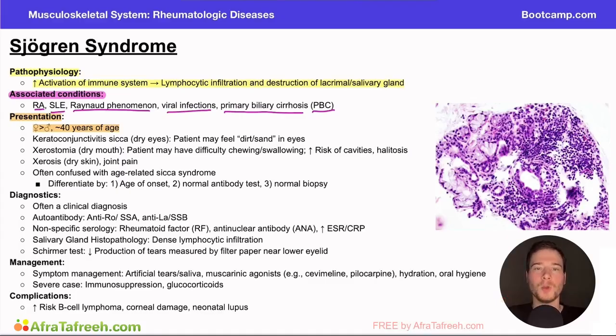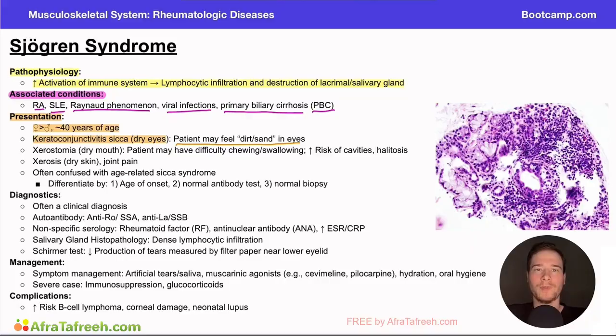Now, this pathology is really going to focus on the glandular symptoms. And so patients are going to present with findings such as keratoconjunctivitis sicca, which is the fancy way of saying dry eyes. And this is when patients will describe having a feeling of dirt or sand in their eyes. So if a patient comes to the clinic and they're saying my eyes have felt really dusty lately, I've been rubbing them a lot, they've felt dry, this could be dealing with this symptom, which can be seen in Sjogren's syndrome.